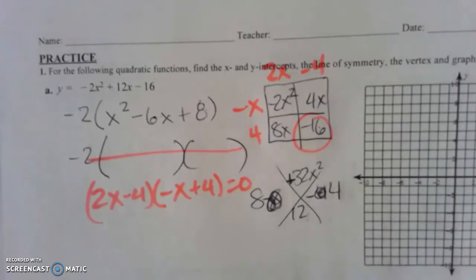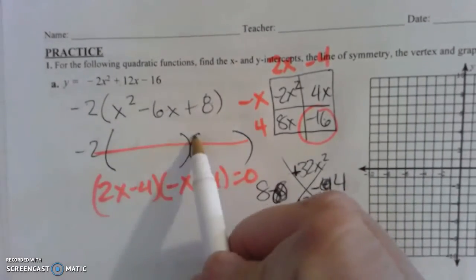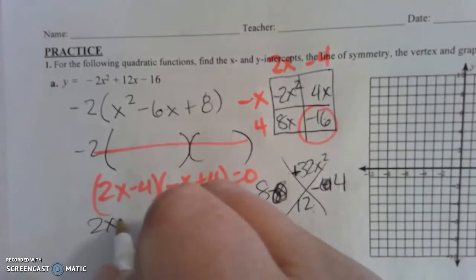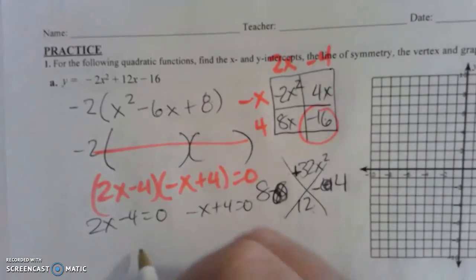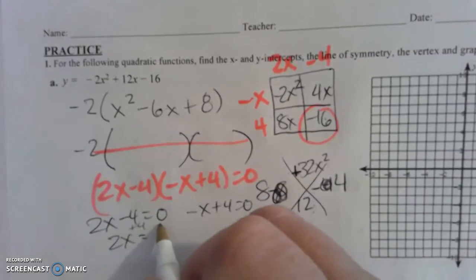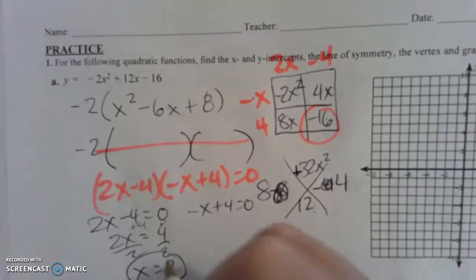Set that equal to 0, and let's find our x-intercepts. I was going to do this another way, but then I thought the box method would be easier for this one. So we're going to get 2x minus 4 equals 0, and negative x plus 4 equals 0. So add 4 here, divide by 2. x equals 2.